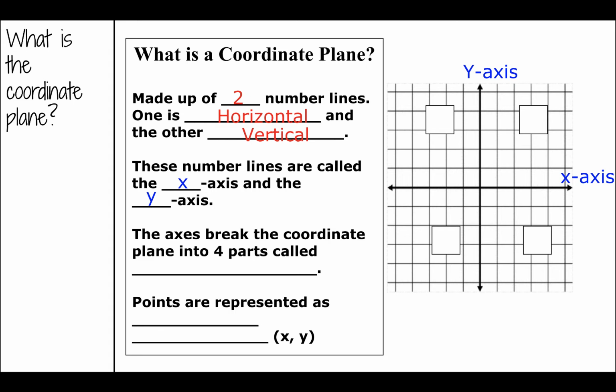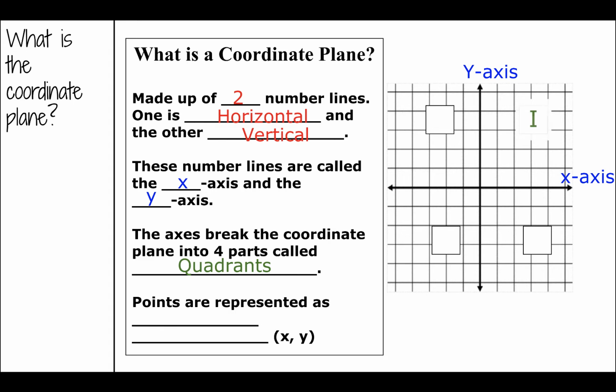Do you remember what those four parts are called? Starts with a Q, rhymes with quadrants. Quadrants. Write the word quadrants in. How we label the quadrants is important. So that's what we're going to do next. Do you see how you have those four empty boxes? We're going to label the quadrants accordingly.